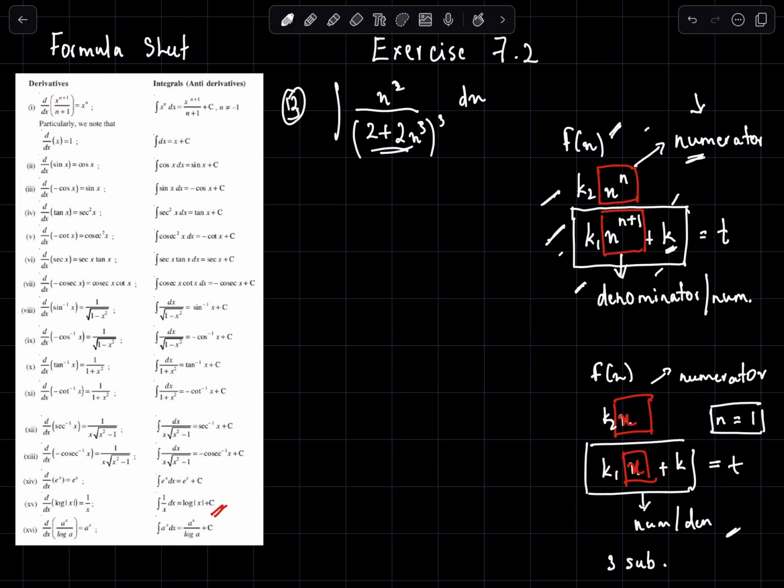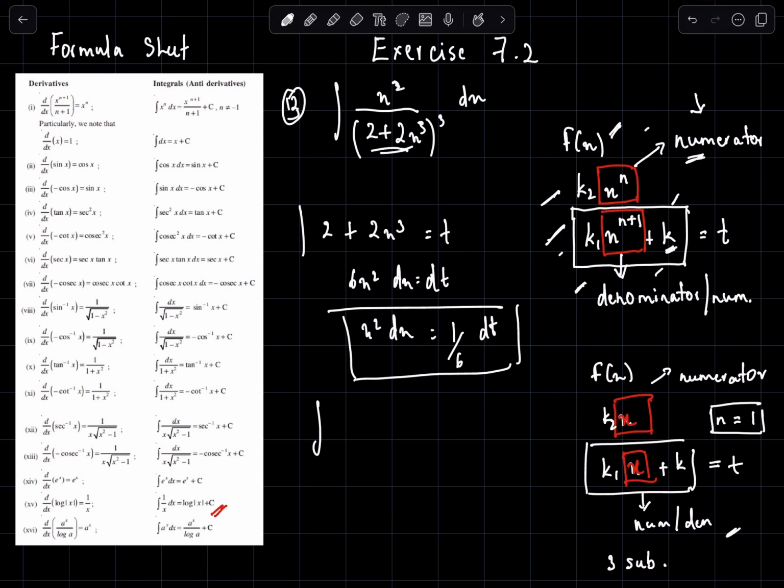Okay, let's do this. So 2 plus 2x cubed is equal to t. You differentiate, what would you get? You would get 6x squared dx is equal to dt. So x squared dx is equal to 1 by 6 dt. Very simple. So integral, substitute. So these are your two substitution values, right? I'll highlight them if you want. This, this, and this, right? Let's integrate.